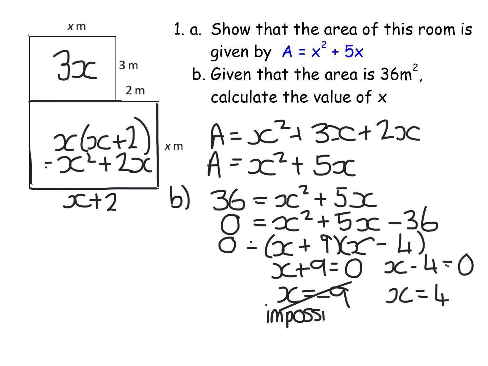Okay, so it's impossible to have a length of negative 9. Just like in other questions, it's impossible to have a negative time. So the final answer here is x equals 4, and it's always a good idea to underline your final answer.